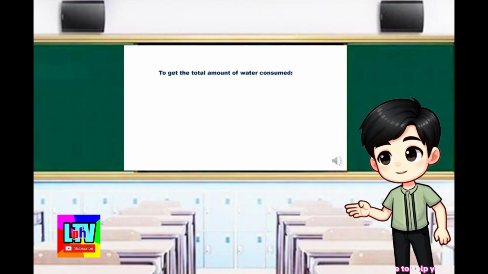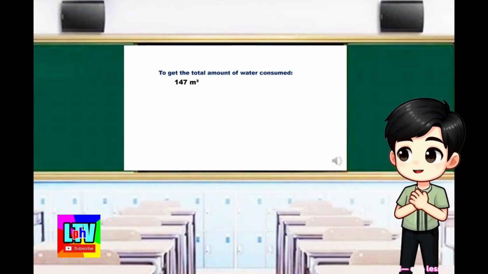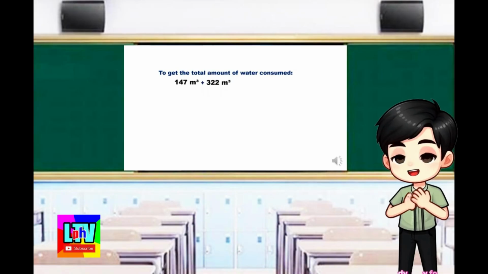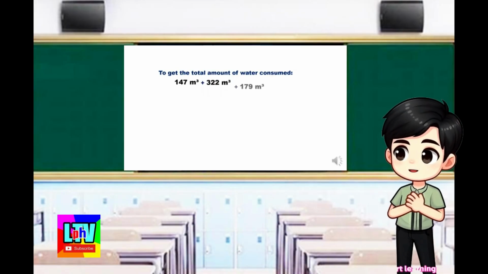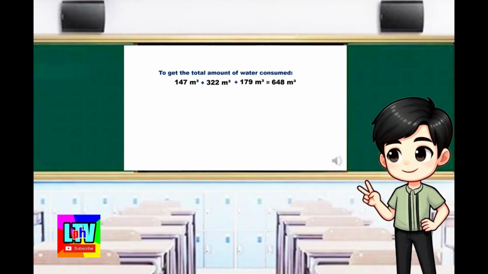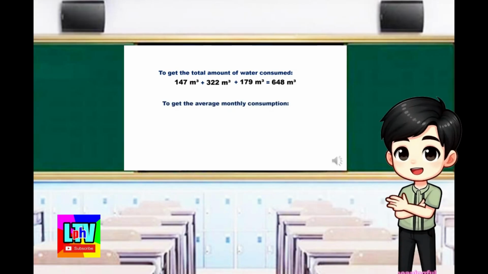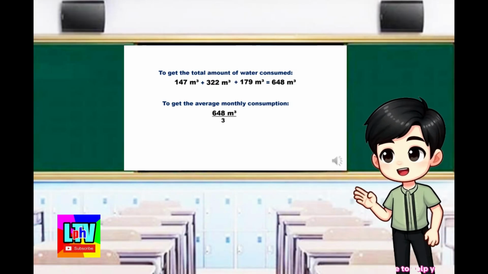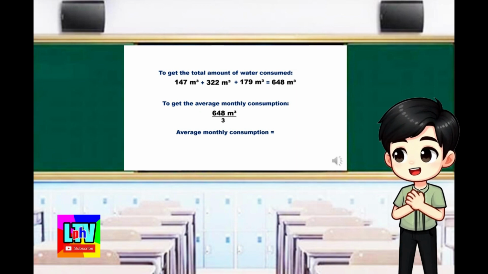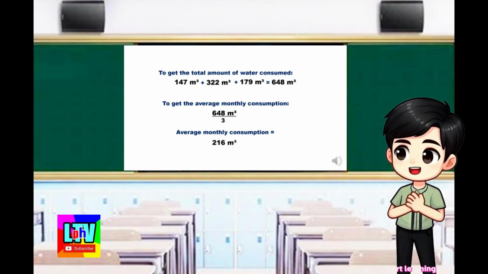To get the total amount of water consumed, 147 cubic meters plus 322 cubic meters plus 179 cubic meters equals 648 cubic meters. To get the average monthly consumption, 648 cubic meters divided by 3. So the average monthly consumption is 216 cubic meters.